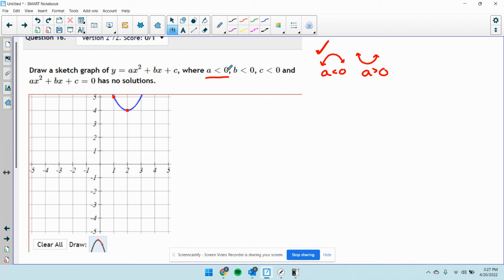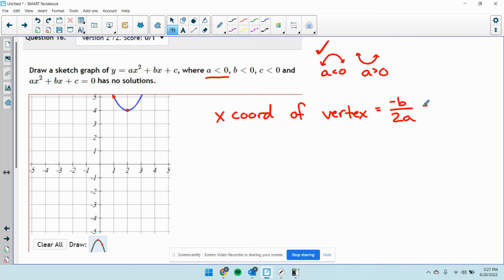Now, what can we do with b? b is going to help us determine where the graph is, the location of the graph, okay, horizontally speaking. I know the x coordinate of my vertex is equal to negative b over 2a. Okay. Well, here it says b is negative. b is less than 0.